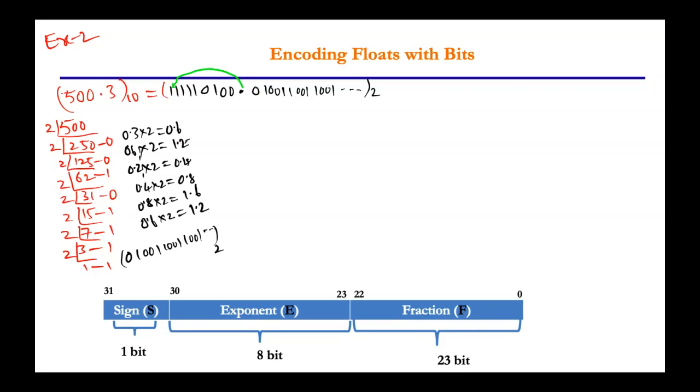1, 2, 3, 4, 5, 6, 7, 8. So in step 2, it can be written as 1 dot the remaining bits: 1, 1, 1, 1, 0, 1, 0, 0. Then this repeats: 0, 1, 0, 0, 1, 1, 0, 0, 1, 1, 0, 0, 1, and so on, which is multiplied with 2 to the power of 8. You moved 8 bits. And then we need to fill this into this procedure.